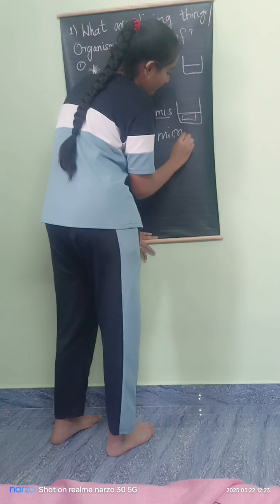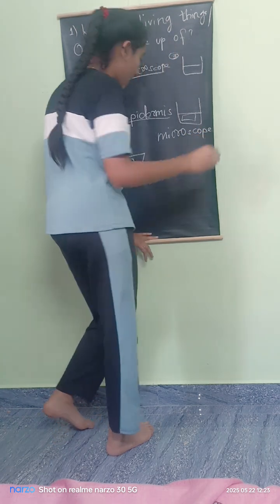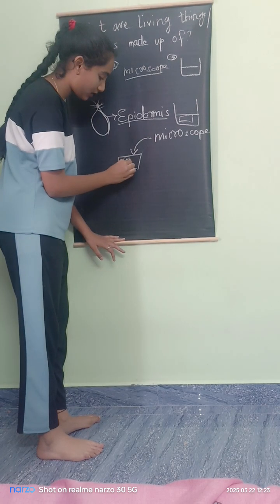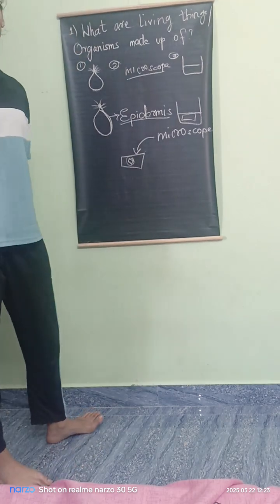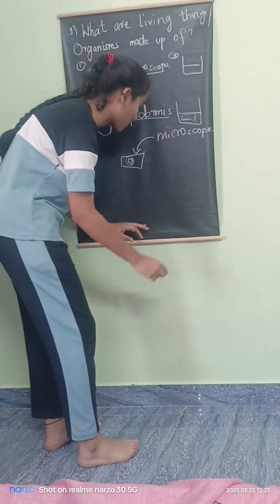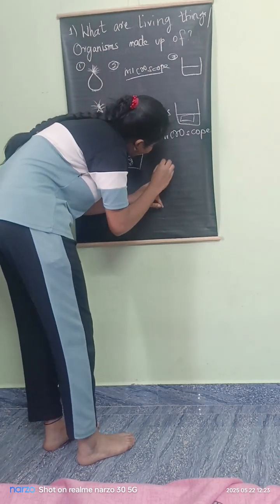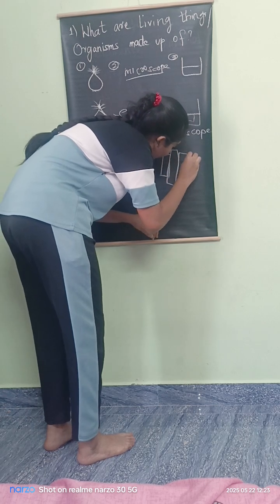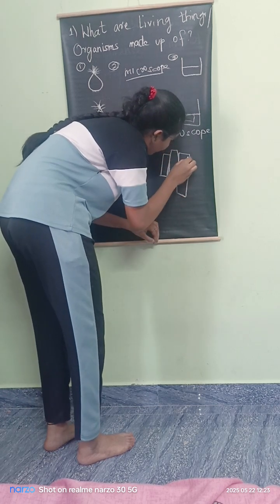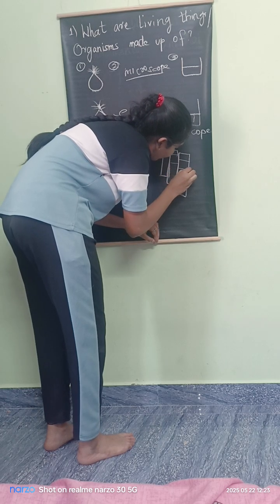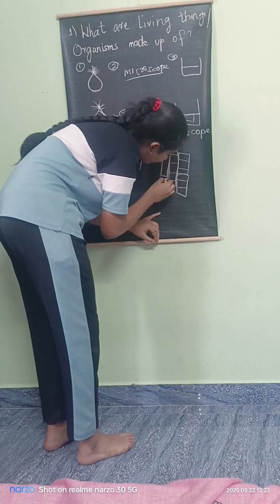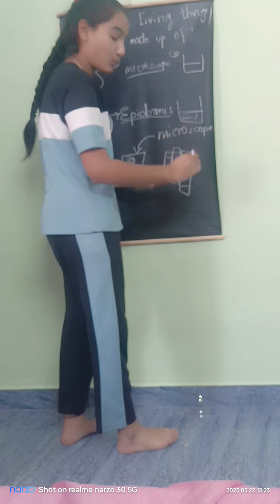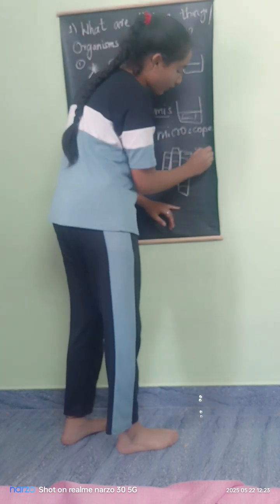Here is your microscope, and see through the microscope. See this peel, the epidermis, under the microscope. What do we observe? Let's draw the structure of it. The structure will be like this, and these little boxes or little compartments are called the cells.